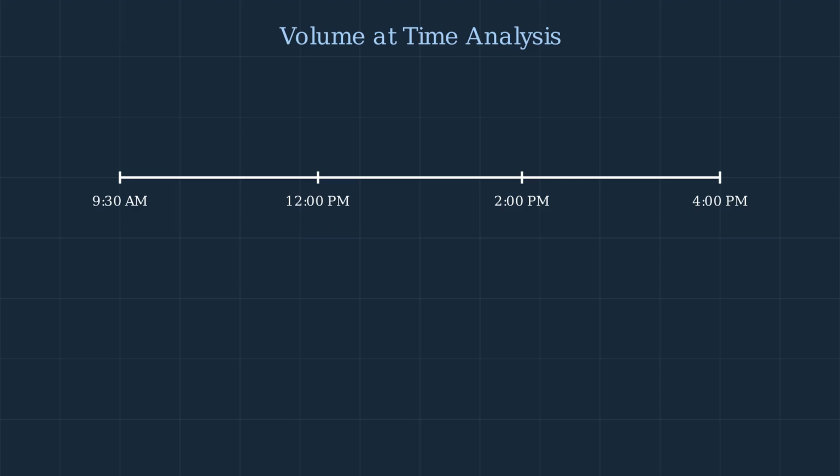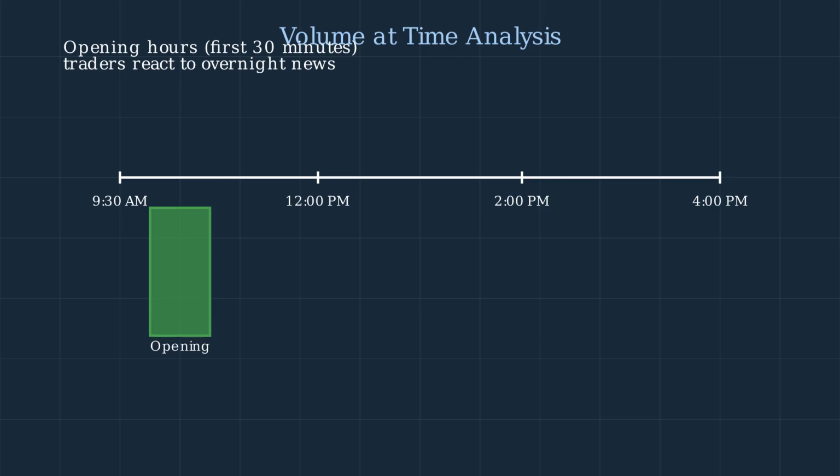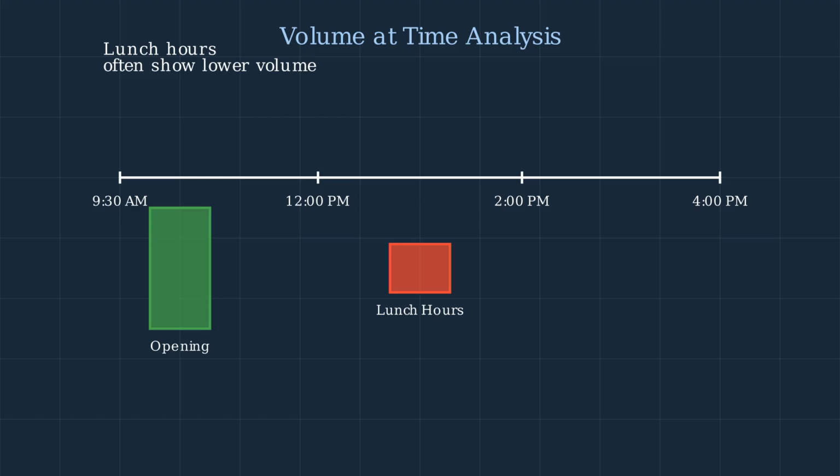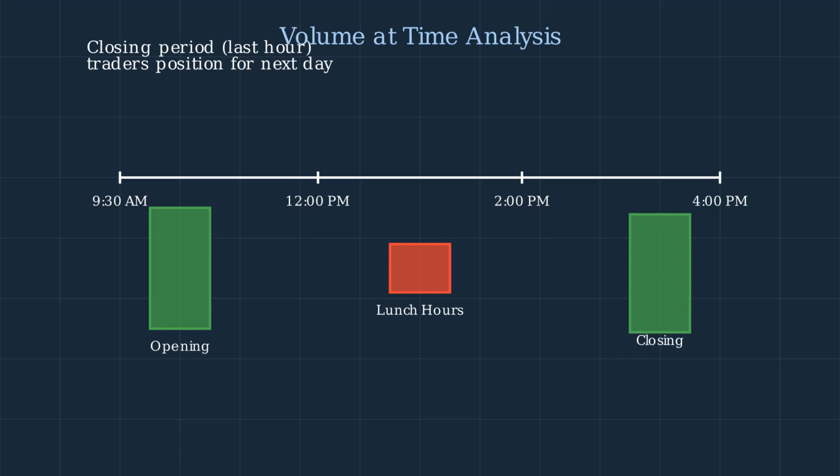Volume at specific times of the trading day follows predictable patterns. A trading day has distinct volume patterns across different time periods. Opening hours, typically the first 30 minutes of trading, show higher volume as traders react to overnight news. Lunch hours typically experience lower trading volume as market activity slows down midday. The closing period, especially the last hour of trading, shows higher volume as traders position themselves for the next day.